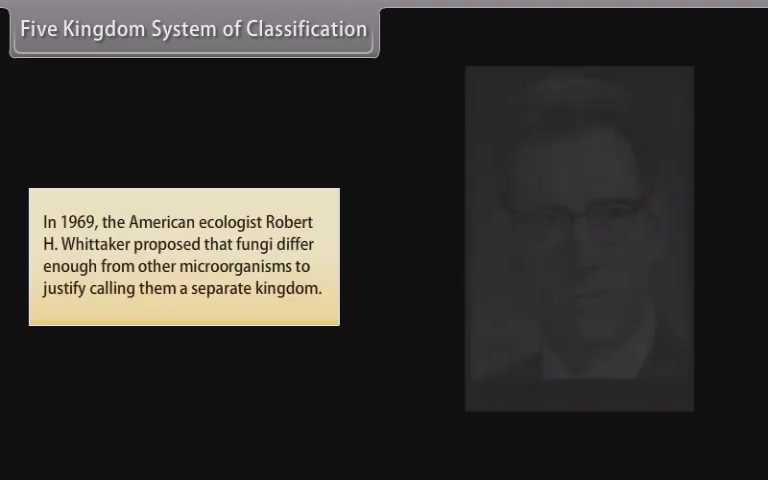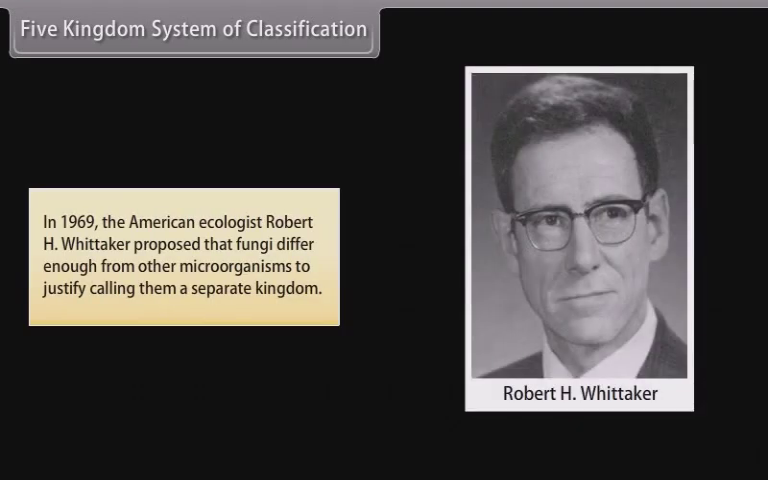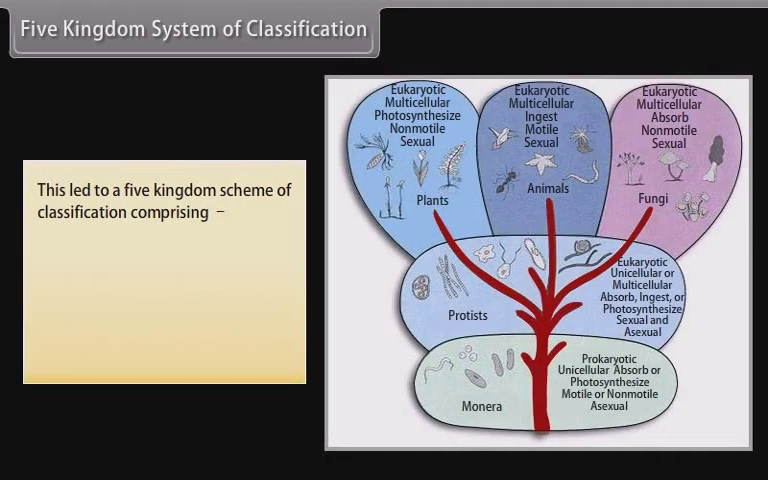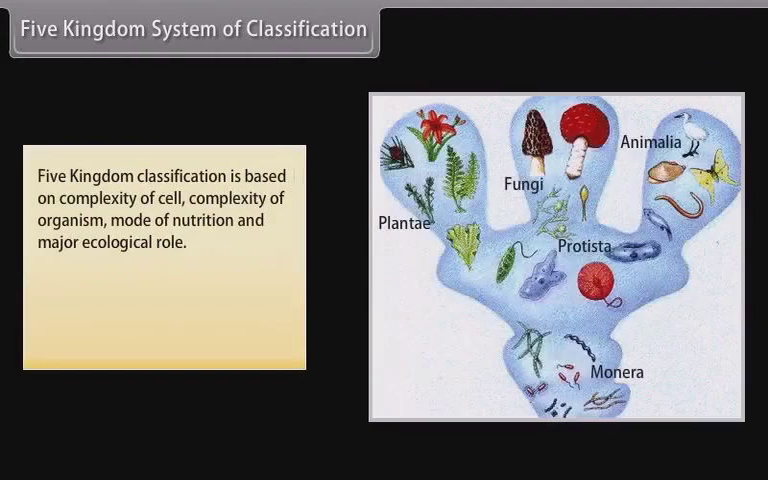Five Kingdom System of Classification. In 1969, the American ecologist Robert H. Whittaker proposed that fungi differ enough from other microorganisms to justify calling them a separate kingdom. This led to a five-kingdom scheme of classification comprising Monera, Protista, Fungi, Plantae, and Animalia. Five-kingdom classification is based on complexity of cell, complexity of organism, mode of nutrition, and major ecological role.